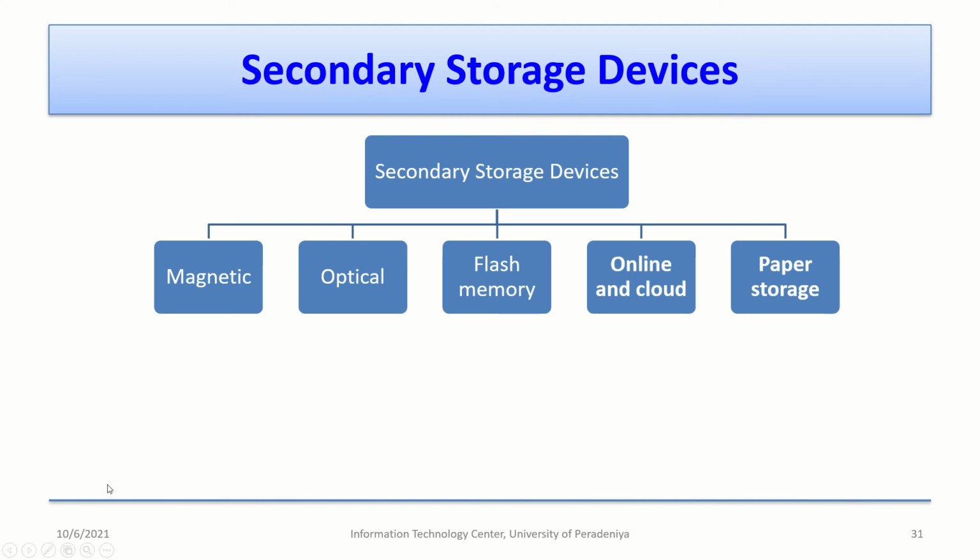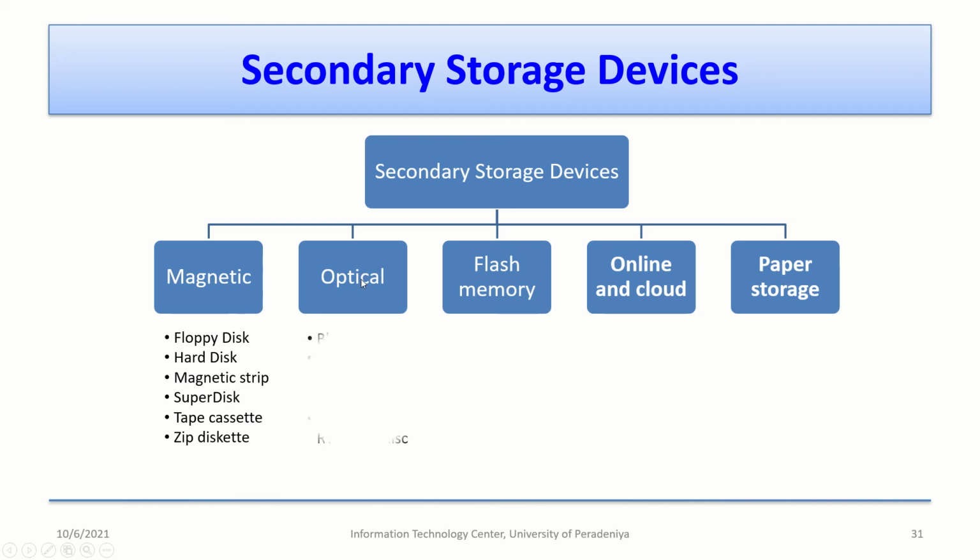The technology used in storage devices is the key component to categorize these categories. Okay, the magnetic storage devices, optical storage devices, flash memory devices, online or cloud storage devices, and the paper storages. In the magnetic category, we have floppy disk, hard disk, super disk, zip disk, or tape cassette. So those belong to the magnetic category.